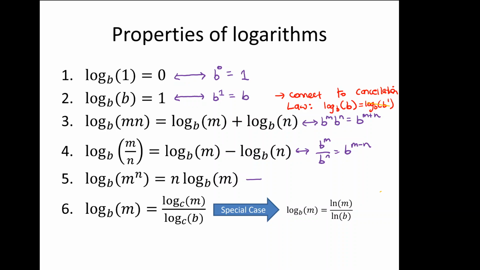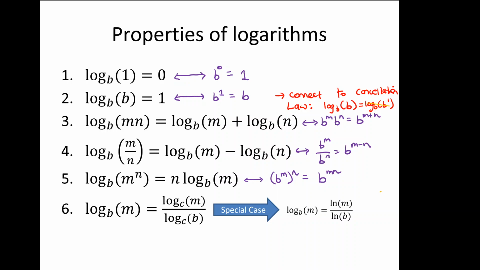Rule 5 is a restatement in log language of the following property. If you take b to the m and raise it all to the power of n, that's the same as b to the m times n. Power to power of powers multiply.